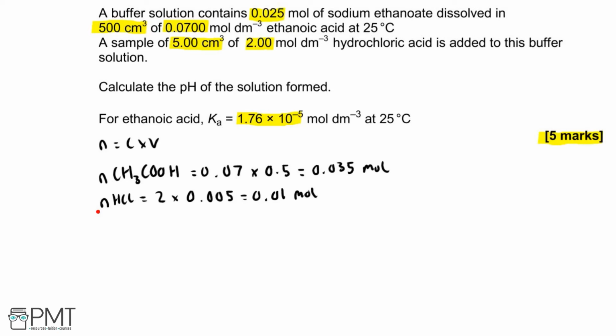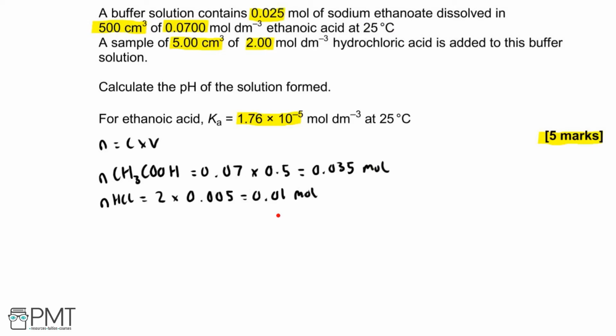Now that we have the two values for our moles, we need to calculate the effect the buffer solution has on this. So our hydrochloric acid is a strong acid, so it dissociates completely, which means this 0.01 moles of hydrochloric acid is all going to dissociate. And as it's a monoprotic acid, we are going to get 0.01 moles of hydrogen ions produced into this. What this means is that our sodium ethanoate, which is providing 0.025 moles of ethanoate ions, is going to react with this.